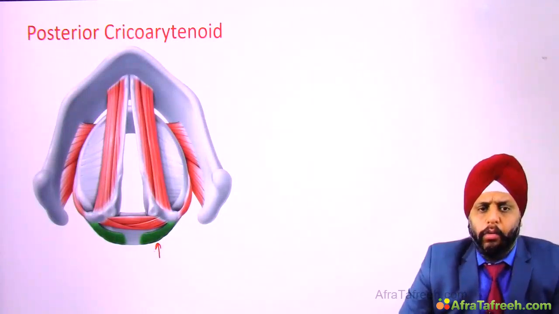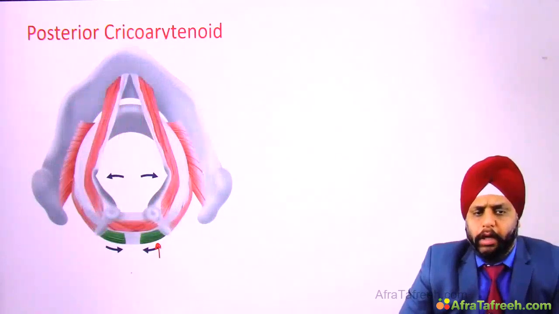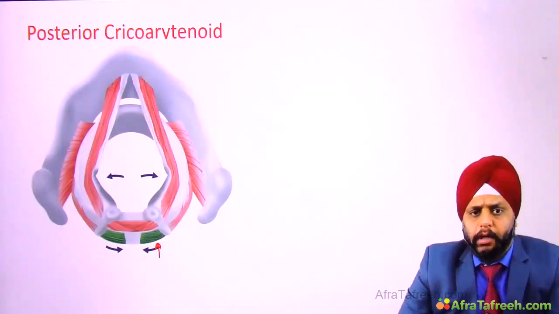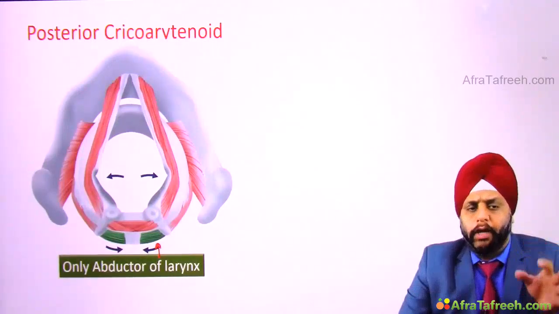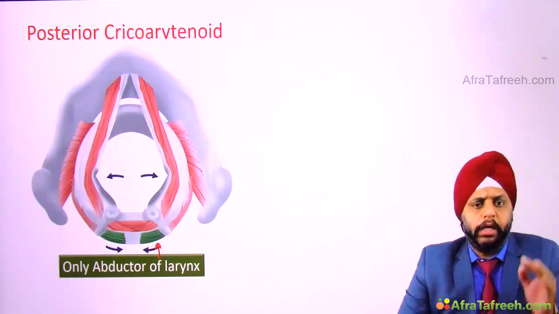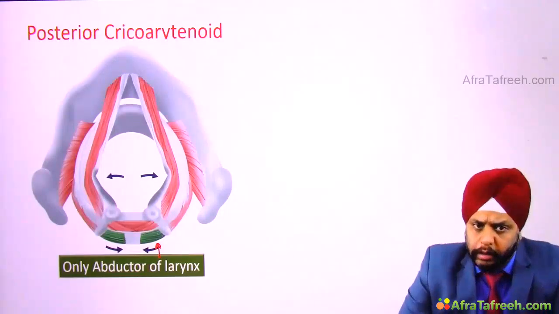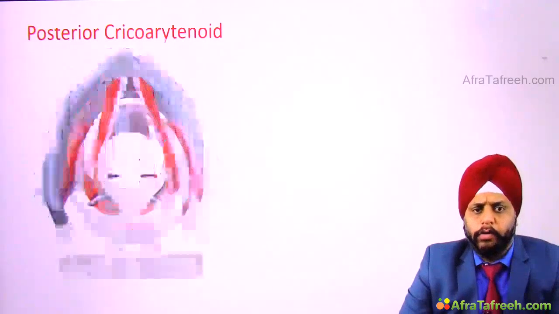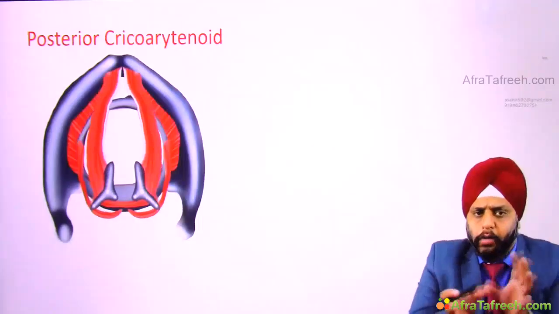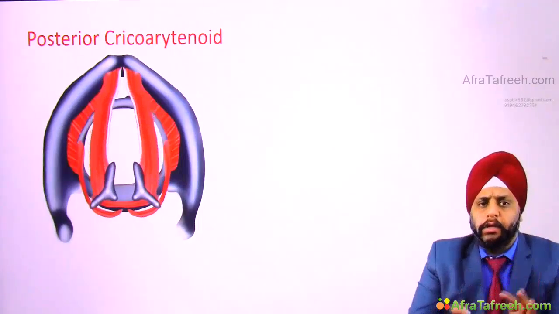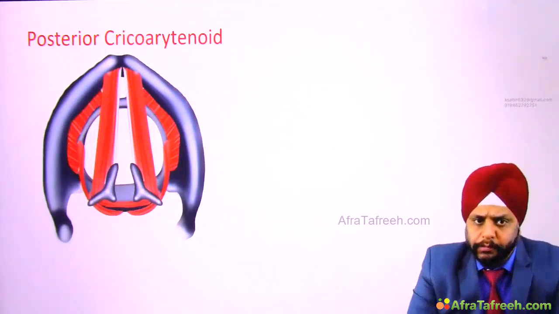Right? Now, what happens when this muscle contracts? When it contracts, it opens the airway. So this muscle is the only abductor of the larynx. It is the only abductor of the larynx. Okay, let's watch this video. Okay, now what do we see? The arytenoids are rotated and you can see the airway is open.